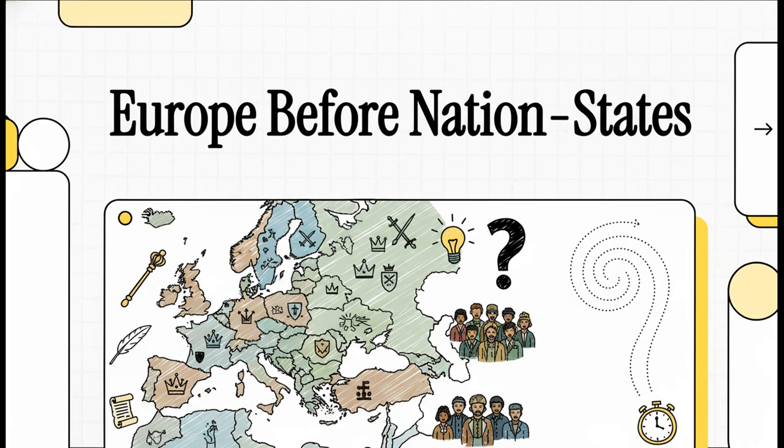Hello, students. To really understand the rise of nationalism in Europe, which is such an important part of your syllabus, we first need to take a step back in time. We need to imagine a Europe that looks very different from the one we see on maps today. A Europe before the idea of a nation even existed. This background is absolutely crucial.